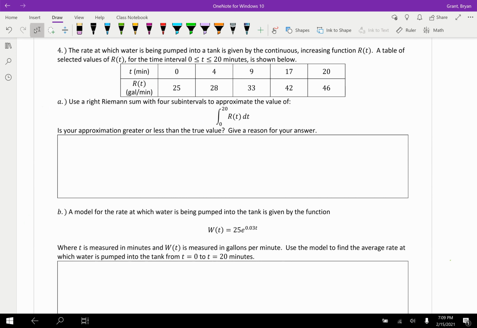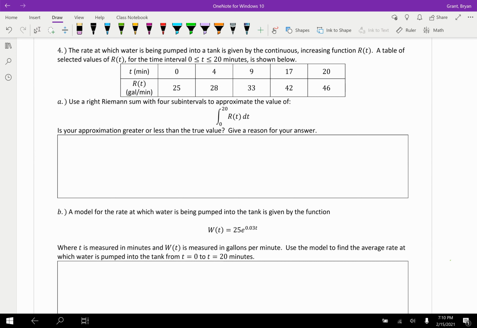Now this is the first time we're seeing a problem that could be a potential AP question, because this table is giving us gallons per minute as our rate. That means that capital R of t is like a derivative. Remember, on the AP exam, you're usually going to be given an equation that's a derivative, a table that's a derivative, or a graph that's a derivative, right? Our first 3 did not give us derivatives. They gave us kind of the top of the ladder.